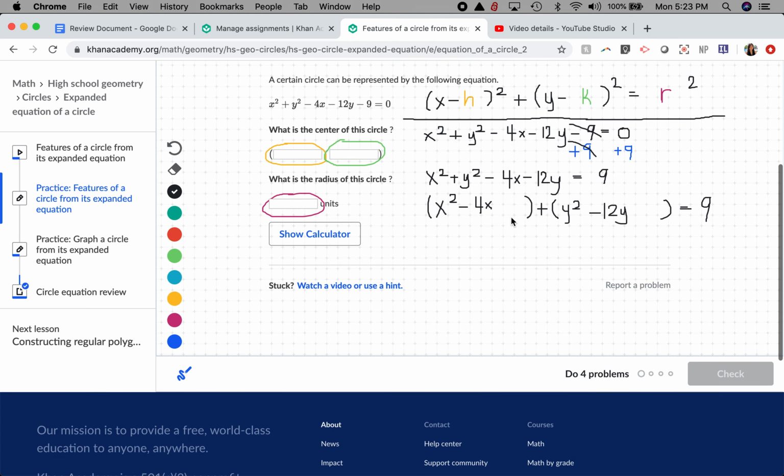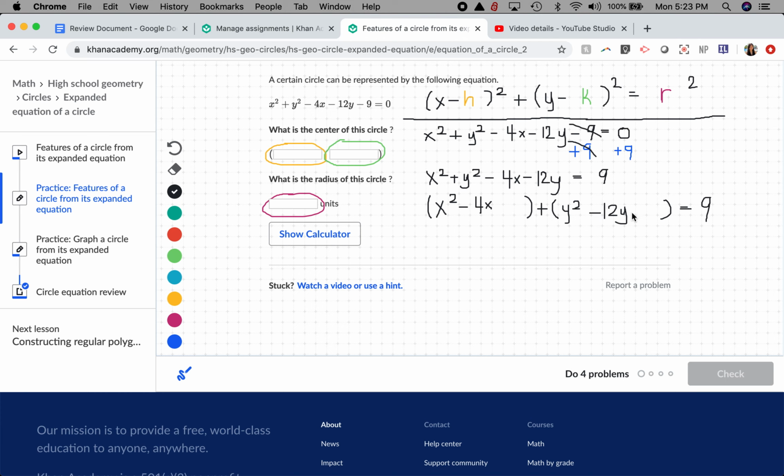Now the next thing I did on this line was just to group things together that had the same variable. So I noticed that we had x squared, and I put that together with a -4x in this parentheses. And in my second parentheses, I put all the y's together. So I had y squared, and there's also a -12y.